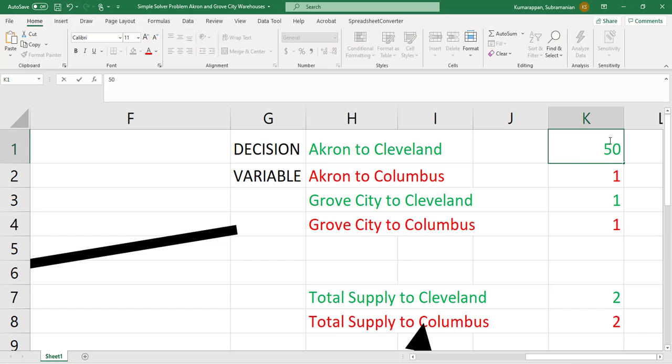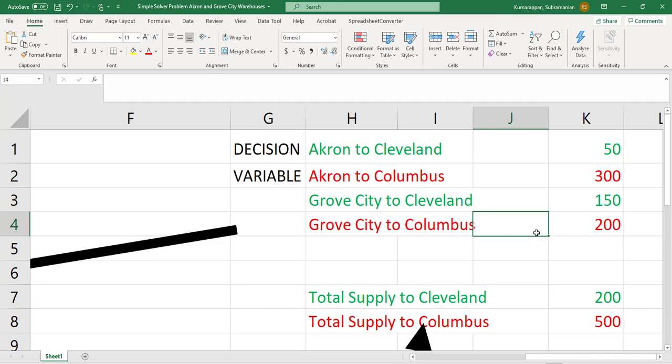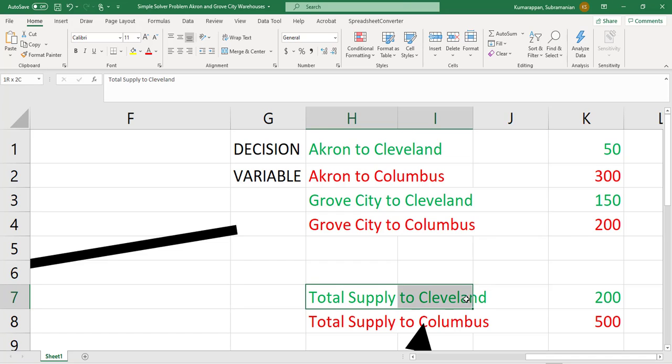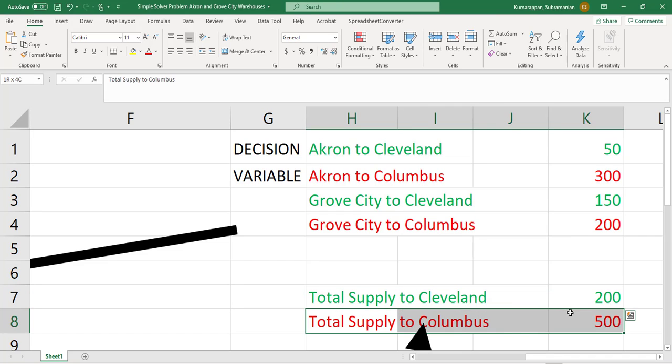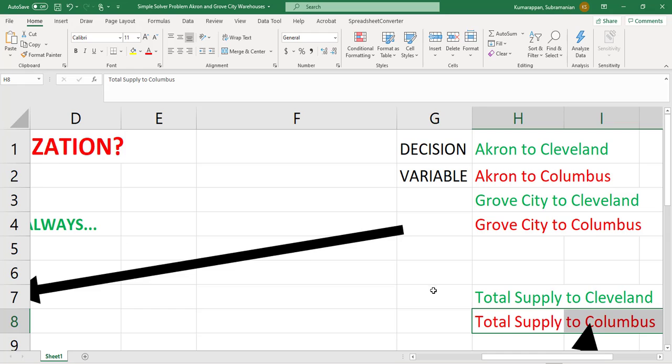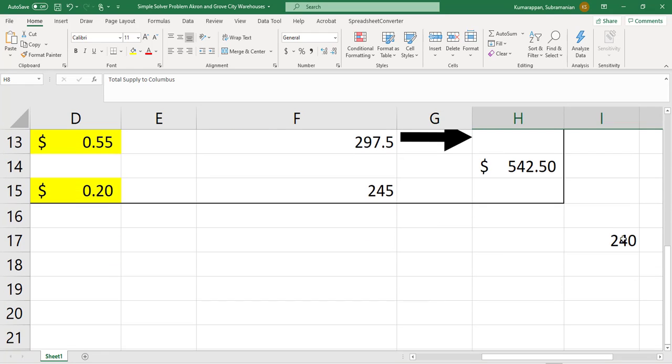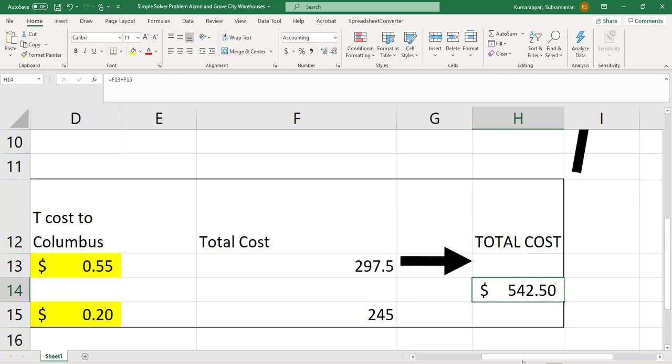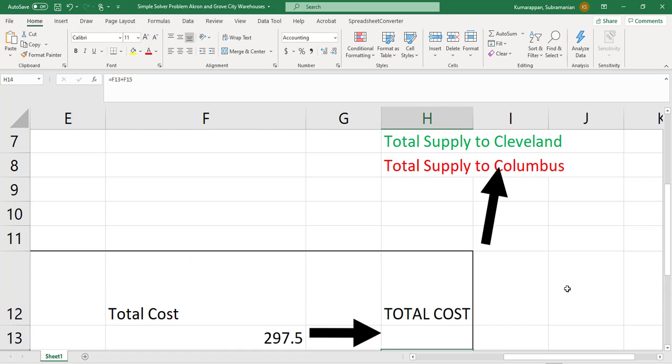For instance, you can put 50 to Cleveland from Akron and another 150 from Grove City to Cleveland. Otherwise, in Columbus, we have a total of 500 demand. Akron can sell about 300 and Grove City can do 200. Okay, so if we were to do that, yes, the total supply to Cleveland is 200, total supply to Columbus is 500. We are meeting the demand for those two places. But at the same time, if you look at the cost, it is, say, $542.50. Okay, it's quite expensive. The question is, can we reduce it somehow? That is the big question.